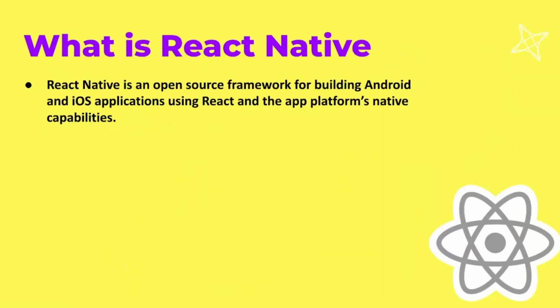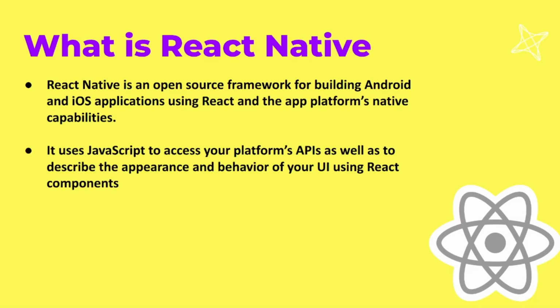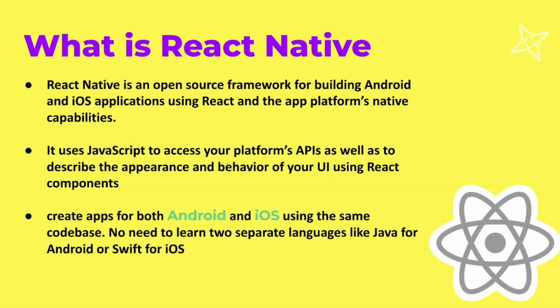So to begin, what is React Native? React Native is an open source library for building cross-platform applications for both Android and iOS. It does this by using React, which is a front-end library for developing web applications, underneath. So React Native is built on top of React. Because of that, it uses JavaScript under the hood to access your platform's native APIs such as the camera and others. And it then builds the application for both Android and iOS using the same code base.